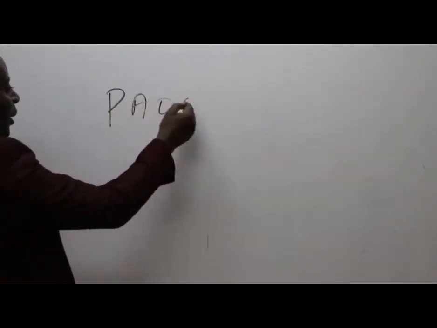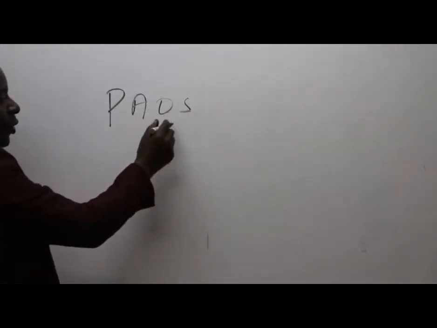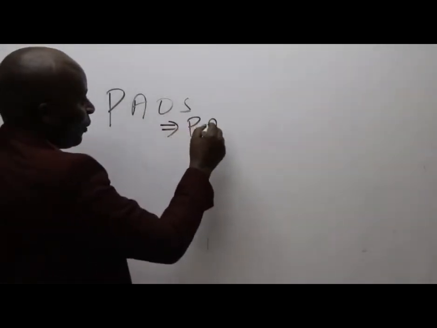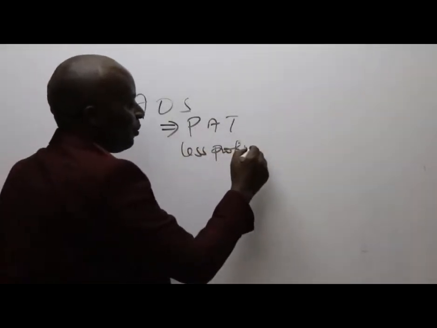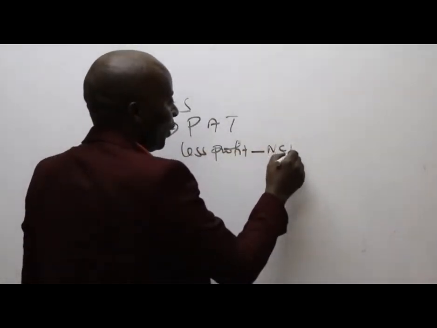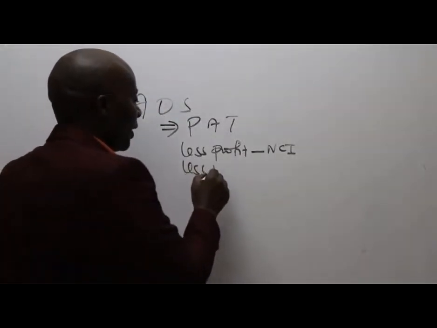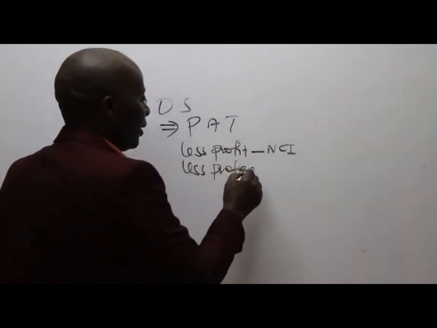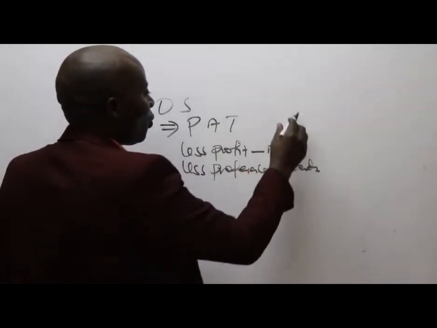Give us what we call the PAUs, the profit attributable to ordinary shareholders. How do we get this? We normally take the profit after tax, we less profit attributable to NCI, and then of course we less what here? Preference dividends. So you've got 2 years there.